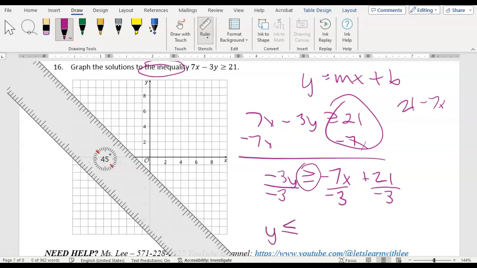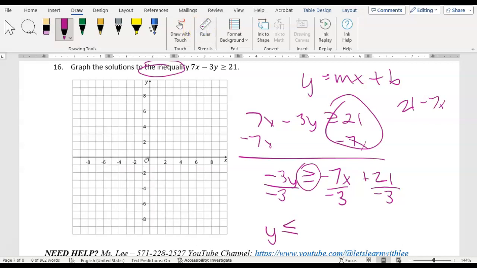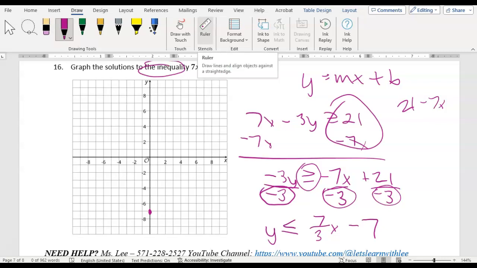So now we have y is less than or equal to, and we also have a negative divided by a negative, which is a positive 7/3 x, a positive divided by a negative, which is a minus, 21 divided by negative 3 is negative 7. It is important also to remember that when we divide on one side, we have to divide all the terms on the other side by the same number. So now I have a slope and a y-intercept. My y-intercept is negative 7, so I'm going to start here. My slope is up 7 over 3. So up 1, 2, 3, 4, 5, 6, 7 over 1, 2, 3.